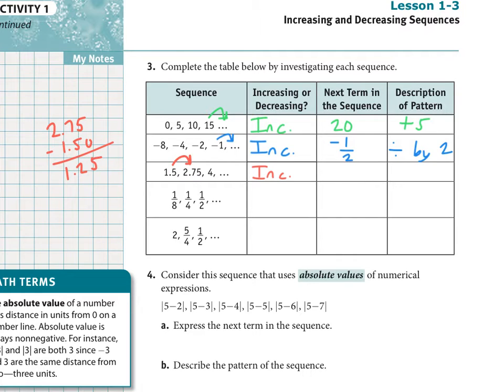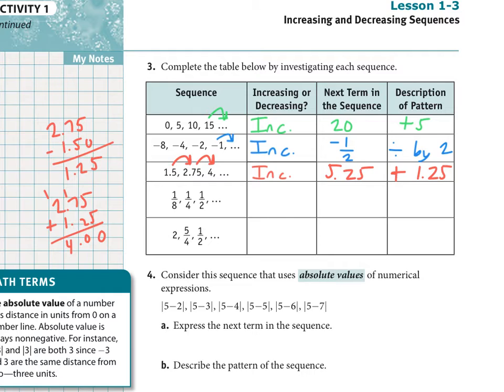Let's see if that pattern continues. To get from 2.75 to 4, if I add the 1.25 to 2.75, will that get me the next term of 4? Let's see, so we can add those. Right, and it appears to work. So it looks like our pattern in this case is we are adding 1.25 each time. So the next term, if we were at 4 and I added 1.25, I would be at 5.25. Okay, good.